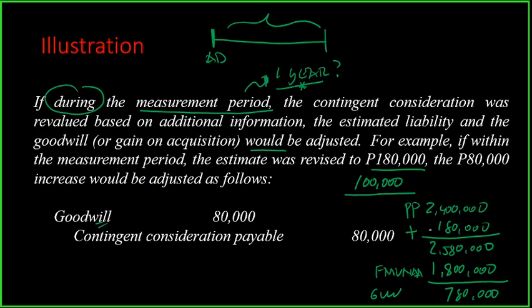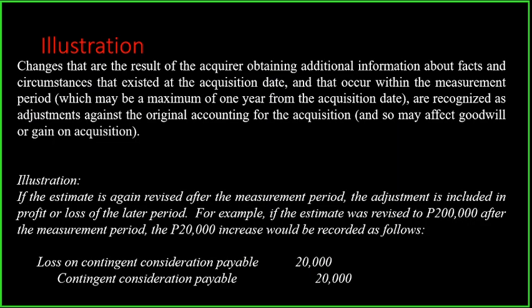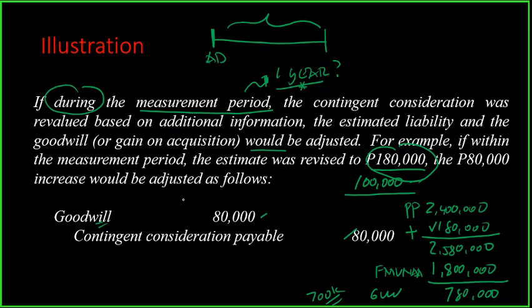So previously, you recorded a contingent liability of 100,000 and a goodwill of 700. Originally, it's 700. But because of this change, you have to increase the liability by 80, para maging 180 siya. And your goodwill from 700,000 will now become 780. So you have to debit goodwill at 80,000 pesos. Okay? Sir, what if it's the opposite? Then you just debit contingent consideration payable and credit goodwill.